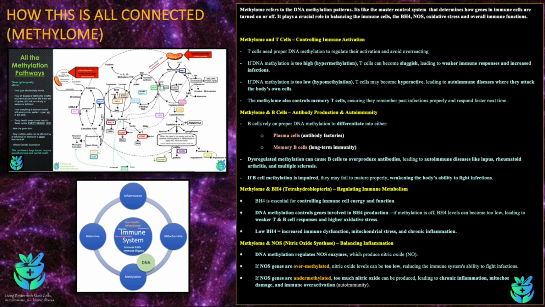The methylome and NOS, which is your nitric oxide, balances inflammation. DNA methylation regulates the NOS enzymes, which produce nitric oxide. If the NOS genes are over-methylated, nitric oxide levels can be too low, reducing the immune system's ability to fight infections. If NOS genes are under-methylated, too much nitric oxide can be produced, leading to chronic inflammation, mitochondrial damage, and immune overactivation. So as you can see, methylation, mitochondria, and your gut microbiome are essential for your immune system working together and properly.